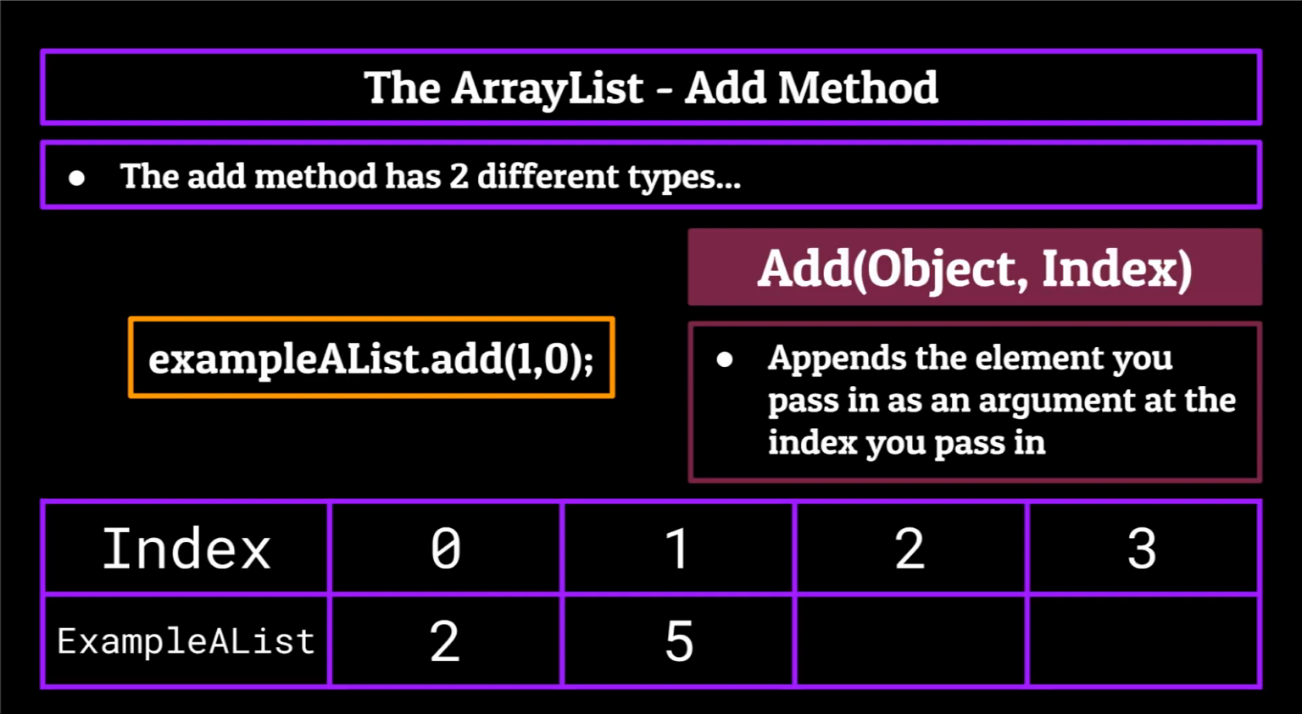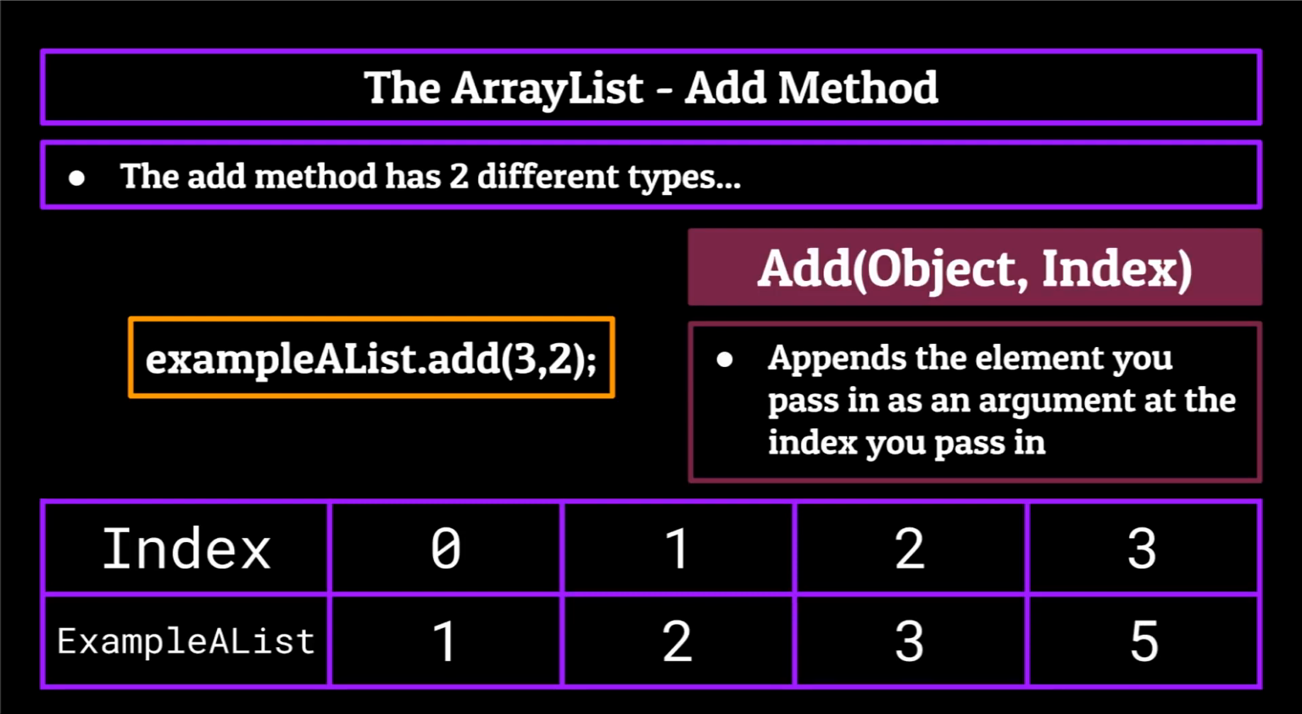Once the code has run, the array list will automatically shift our integers 2 and 5 to the right by one in order to make space for the integer 1. This works for any index contained within the bounds of the array list. So if we wanted to do it again, only this time insert the number 3 at the second index so that the list remains in numerical order, we'd call exampleAList.add and then in the parentheses pass in the integer 3 and the index location 2. After the code has run, you'll see that we have added the integer into our array list.